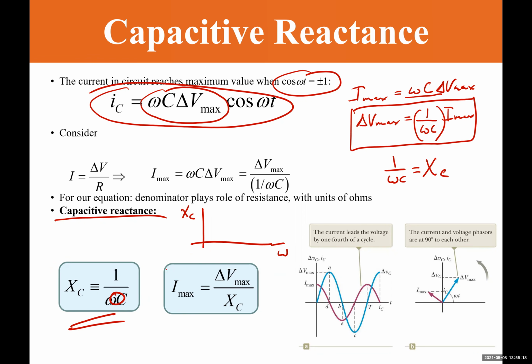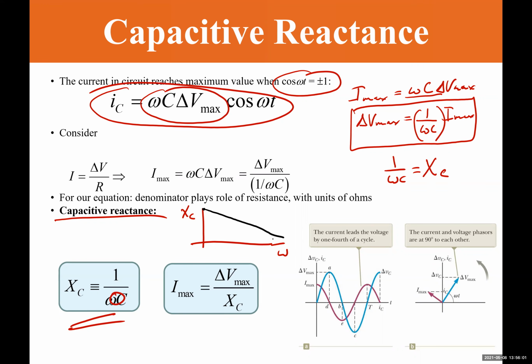That means when omega is 0, your reactance is the largest. And then as you increase omega, the capacitive reactance starts decreasing. That means it's highest when the frequency is lowest, and it's lowest when frequency is highest, which is exactly the opposite of the inductive reactance. Inductive reactance was highest when frequency was highest, and lowest when frequency was lowest. Capacitive reactance is exactly the opposite. It's highest when the frequency is lowest, and lowest when frequency is highest.